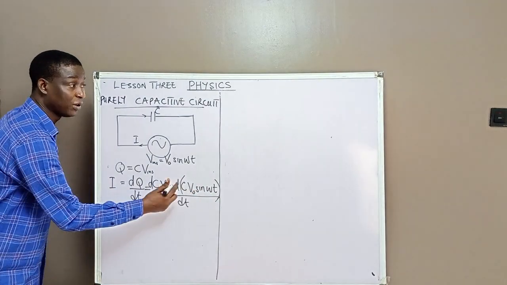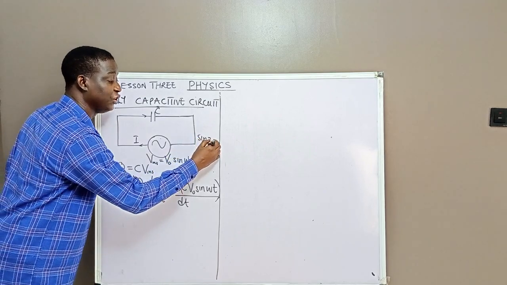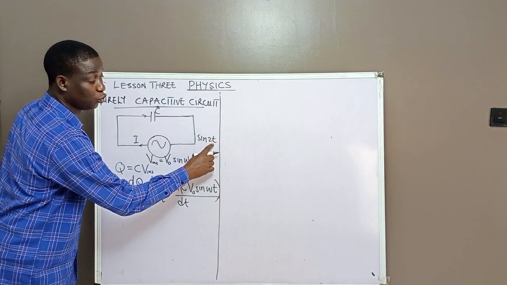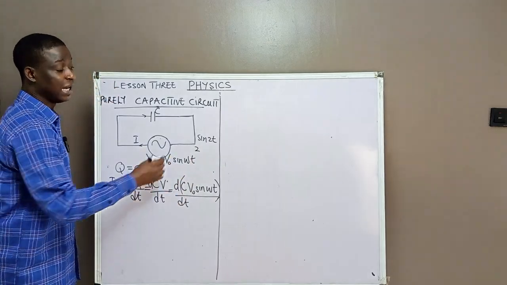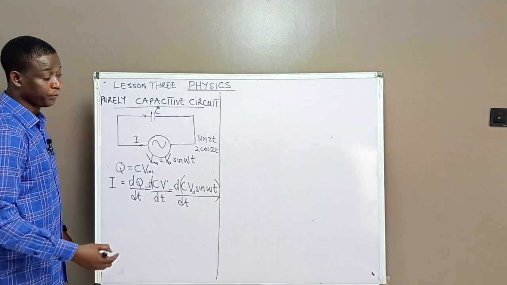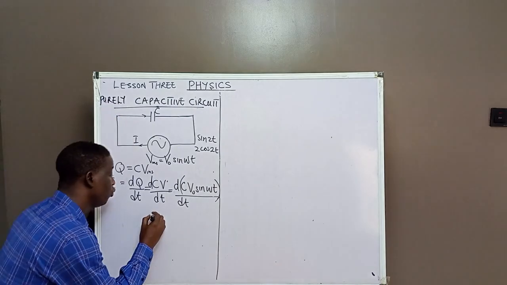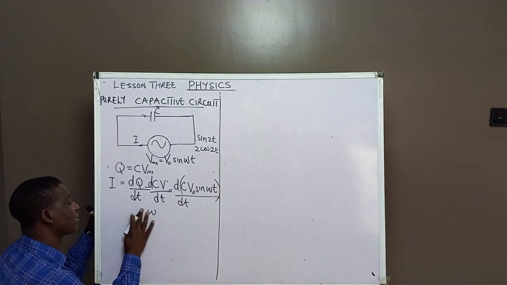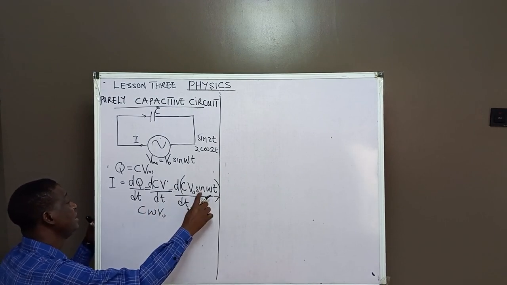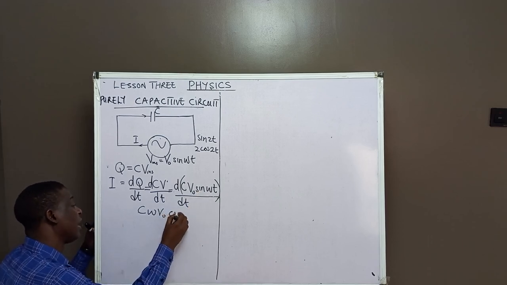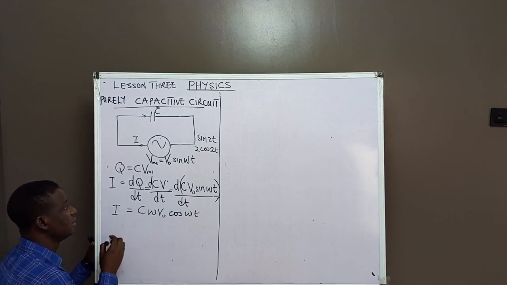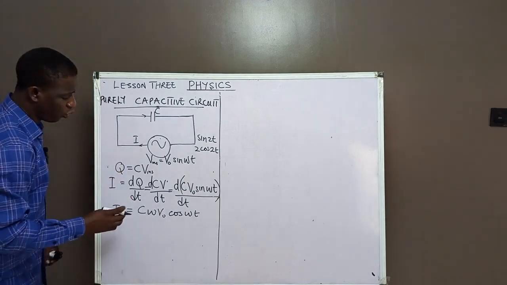If you differentiate this with respect to time, don't forget, you have to differentiate sine wt. You differentiate the wt first, and you are going to have w. Then I differentiate sine, and you now have cos wt. So if you differentiate wt, you are going to have w multiplied by all this, C V naught. Then we differentiate sine, and you are going to have cos wt, which is equal to I.